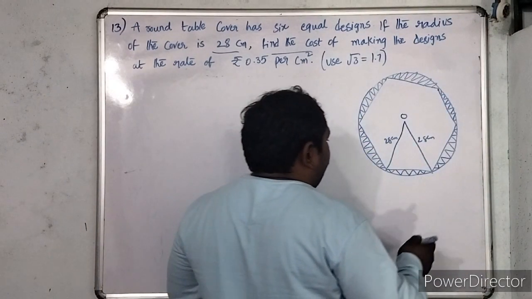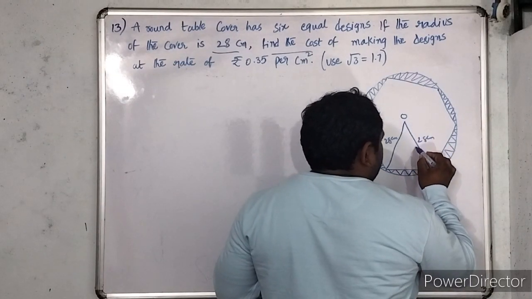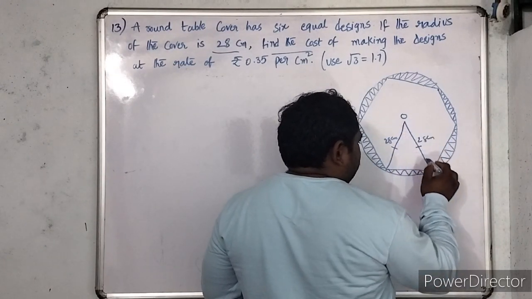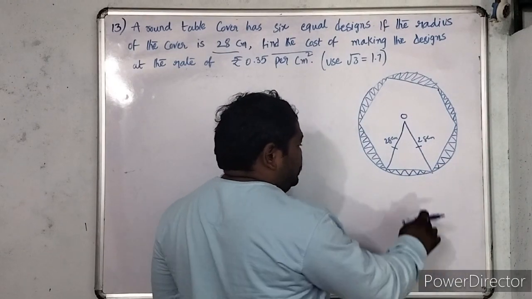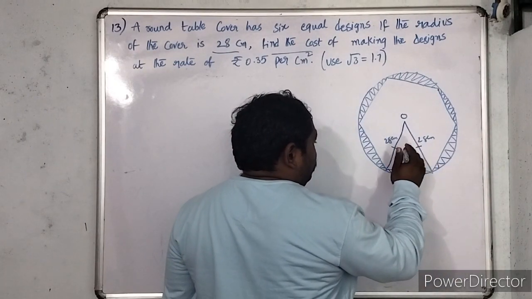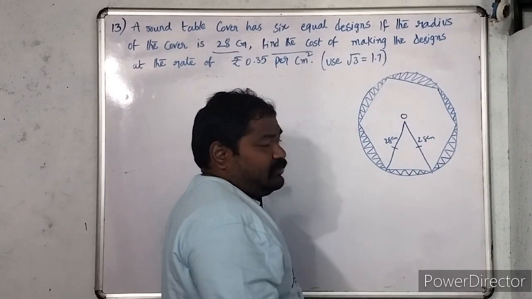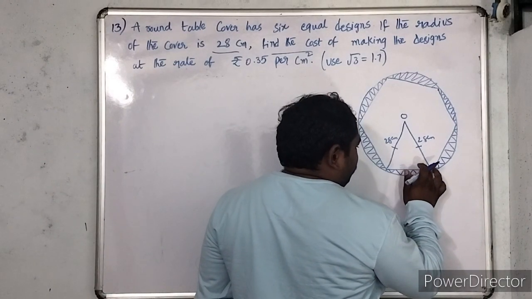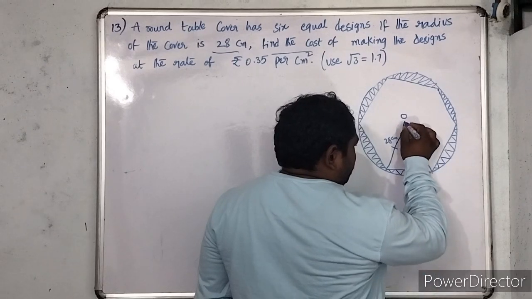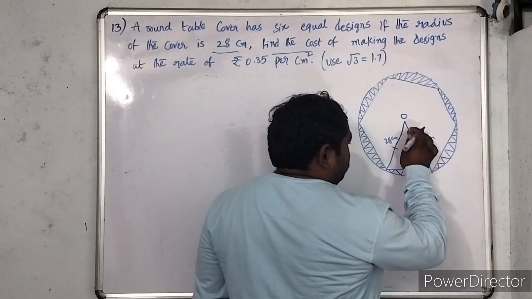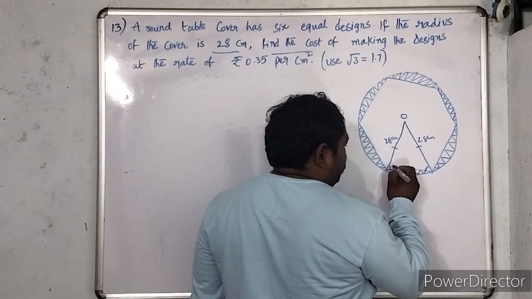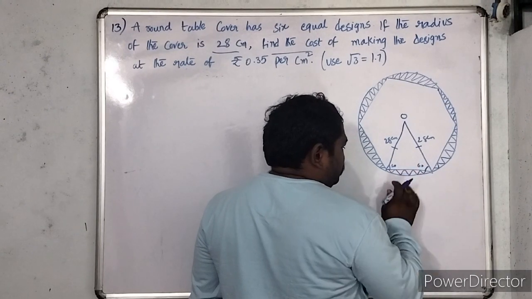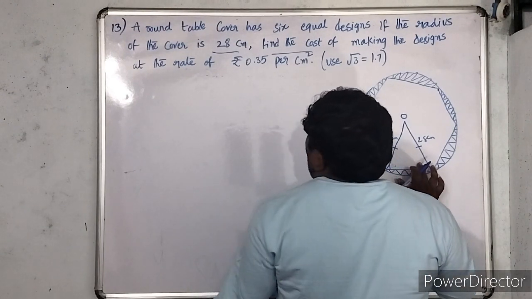Let us observe. This is 28 centimeters. This is 28 centimeters. Why? Because these all are radii. In a circle, all radii are equal. According to our theorem, the angles opposite to the equal sides are equal. The angle opposite to this side is this one. The angle opposite to this side is this one. Therefore, if these two are equal, 60 is already given. What is the angle?